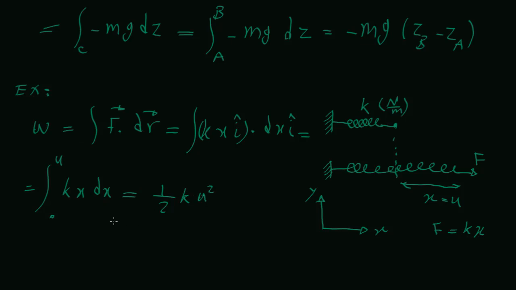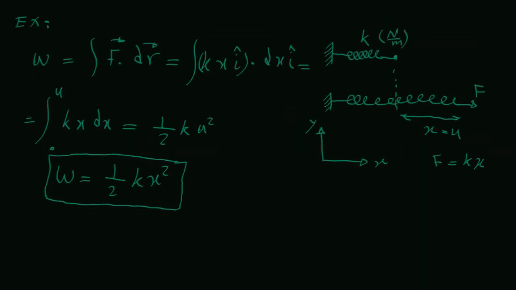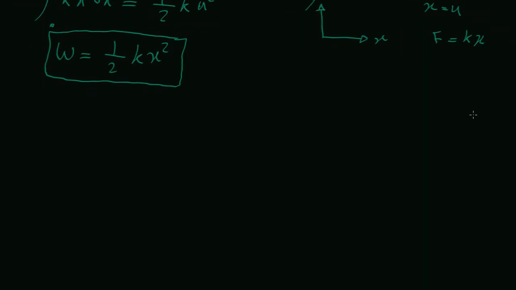U squared. And because the argument name doesn't matter, we can change this u to x here. So we can say that W is equal to half kx squared. So that's the work that is done by the force F on this spring. So that was another example on calculating the work.